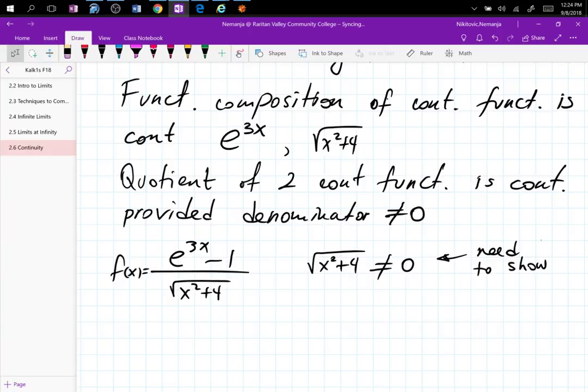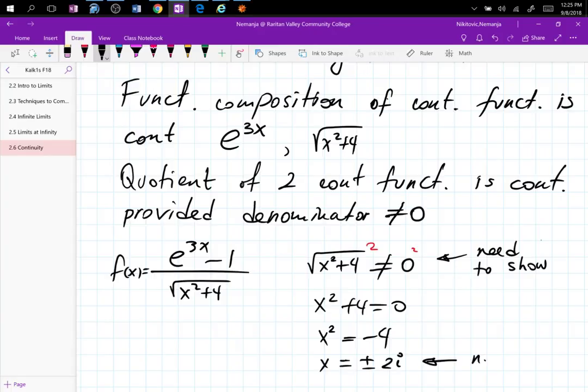Well, what do I do? I square both sides to kill the root. X squared plus 4 equals 0. X squared equals negative 4. X equals plus or minus 2i. Not real. Now, this means that there are no real numbers that will make 0 in the denominator.